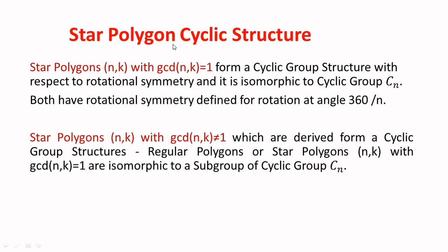Star polygon as a cyclic structure. A star polygon with GCD of n and k equal to 1 is isomorphic to the cyclic group Cn, because both have rotational symmetry defined for rotation at angle 360 by n. A star polygon with GCD not equal to 1 is isomorphic to a subgroup of the cyclic group Cn.